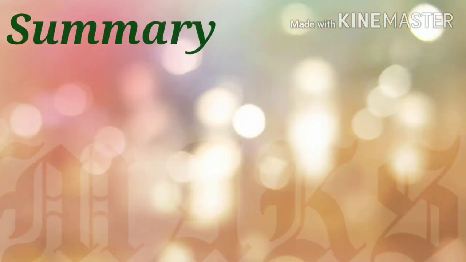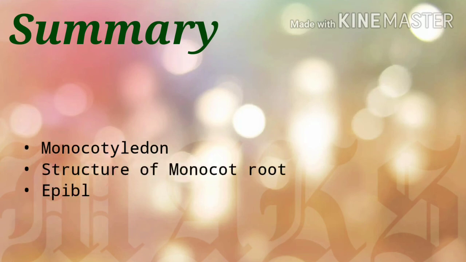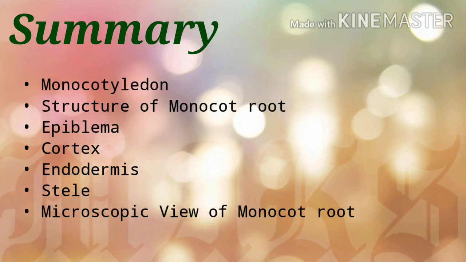In this video, we have seen the meaning of monocotyledon, structure of monocot root, the characteristics present in monocot root which are epiblemma, cortex and its function, endodermis, stele, and the microscopic view of a monocot root.